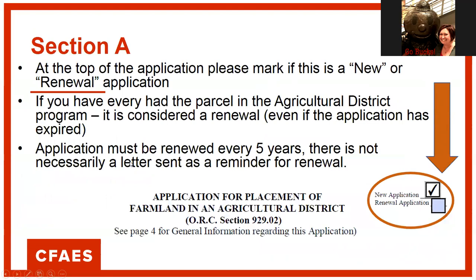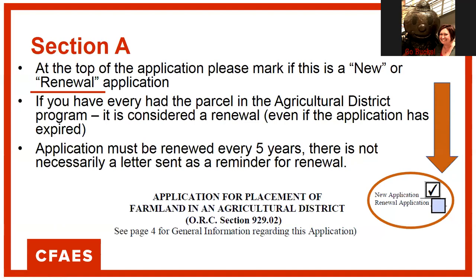The other thing that we did say, at the top of the application, there are 2 boxes. Mark if it's a new or a renewal. Now, this is a little confusing. You might be putting multiple parcels, and so it might be a new and renewal. But if you've ever had a parcel in the Ag District program, they're considering that a renewal, even if the application had expired, because they have something on file for you already.